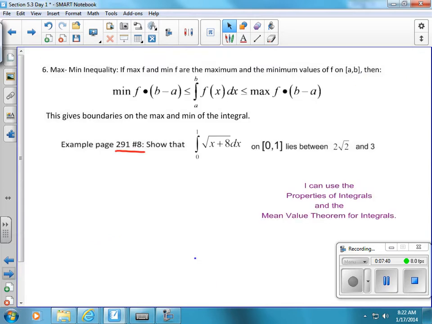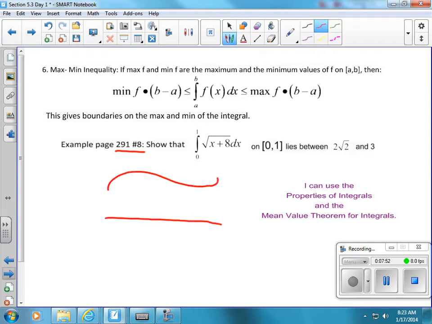Here is another property and another problem, page 291, number 8. This is the min-max inequality. This is basically a boundary. And what it says is if we have some function that we're looking at, and actually let's use this function. It is a square root function going up. So if we have some value a to b, this is just an interval, a to b, and that's a function.